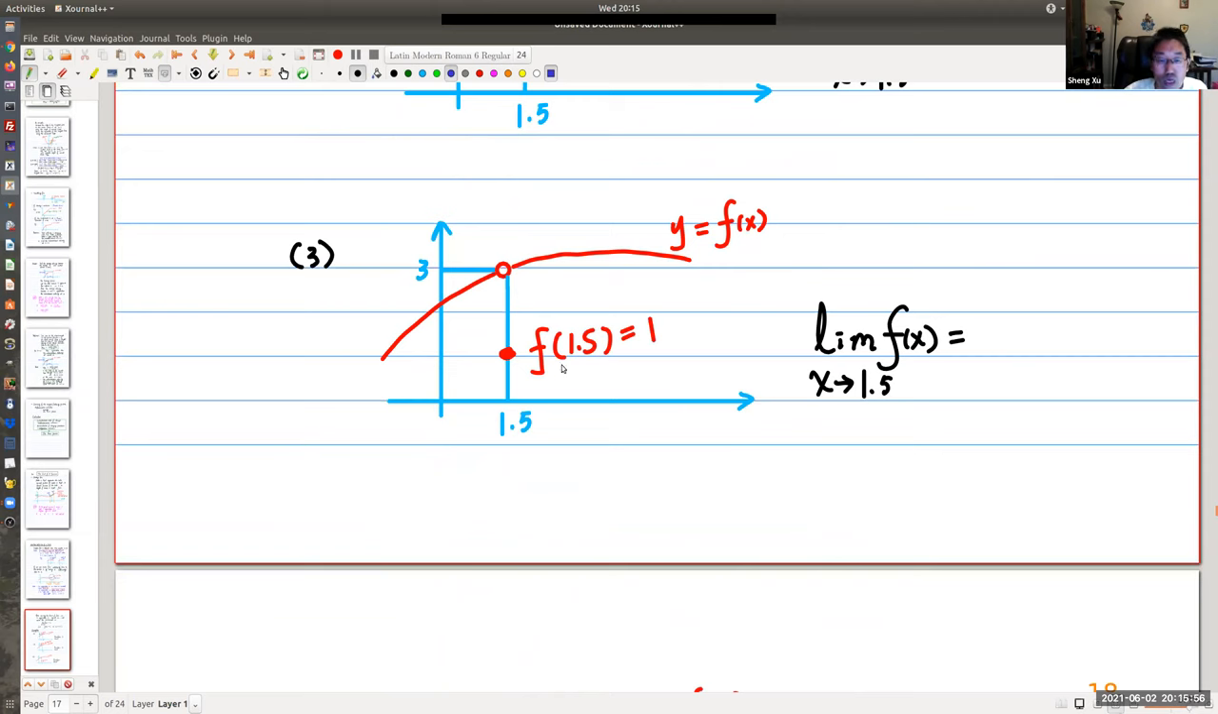Now, how about this case? The function value at 1.5 is defined, but the value is equal to 1 right here. Now, what's the limit of this function f of x as x approaches 1.5? Still 3. Now, I think you got it, right? It doesn't matter whether the value is 1 here or there. When you think of this as the mountain, you have a hole here, or a pole there, it doesn't matter. I just approach that pole, that hole. As I approach it, how does my height behave? The value my height approaches is always this 3 here. So the limit is also 3. Has anybody got it?